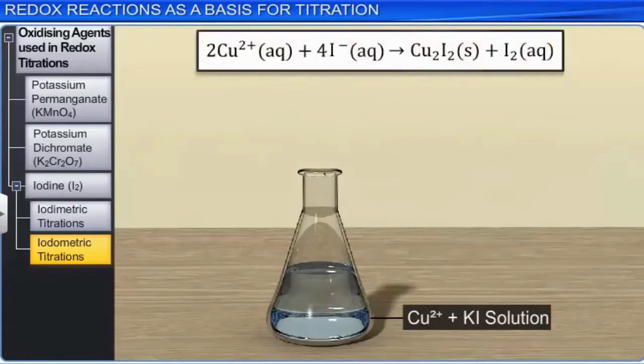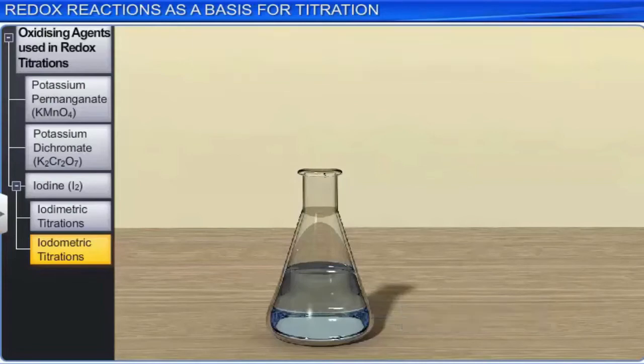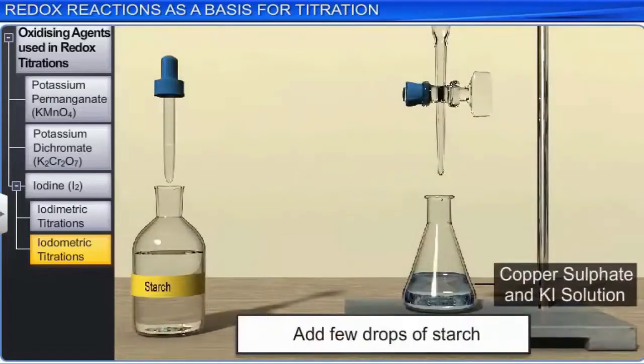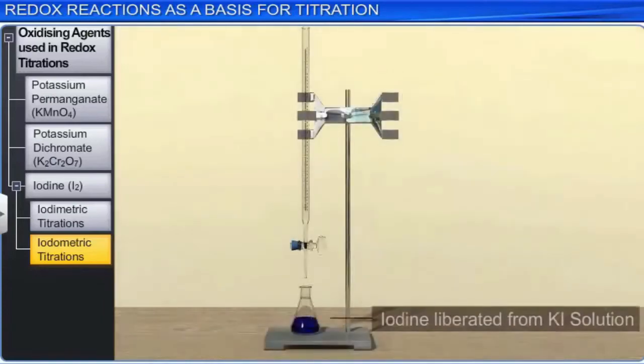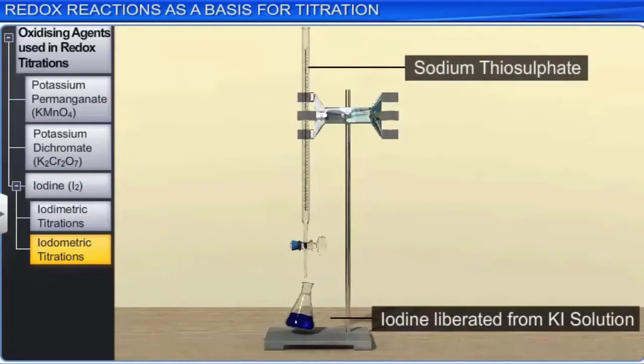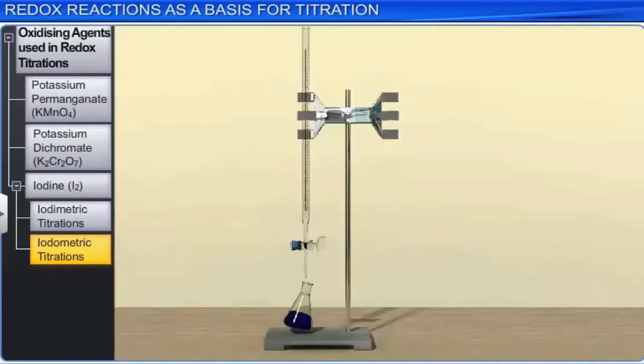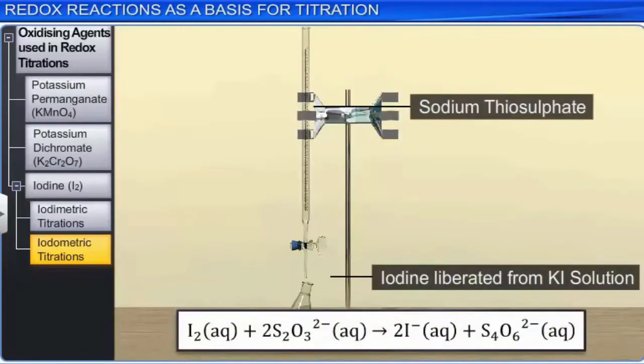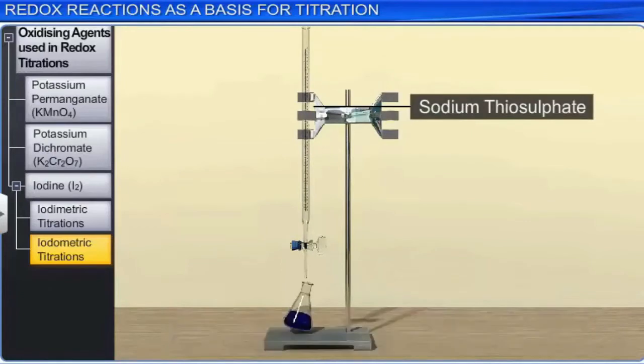For example, in the estimation of Cu+2 ions, iodine is liberated by oxidizing iodide ions from potassium iodide. An intense blue color develops when starch solution is added to the liberated iodine. This solution is titrated against sodium thiosulfate solution. The color disappears as soon as the iodine is consumed by the thiosulfate ions. Thus, the end point is detected easily by noting the color change.